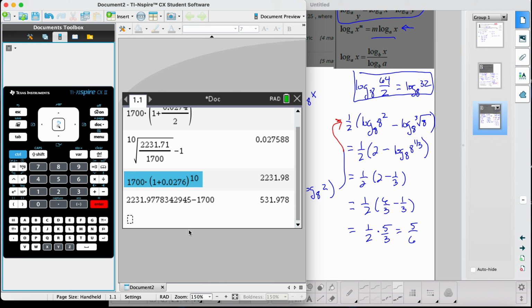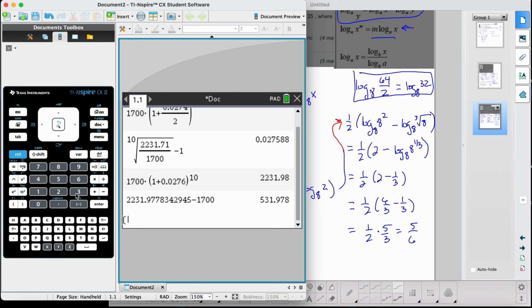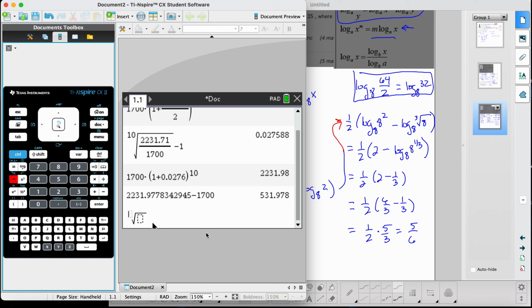Now, if you can use a calculator, let's see. Okay, I'm going to do log. Where's my log? Control log. Nope, that's wrong.